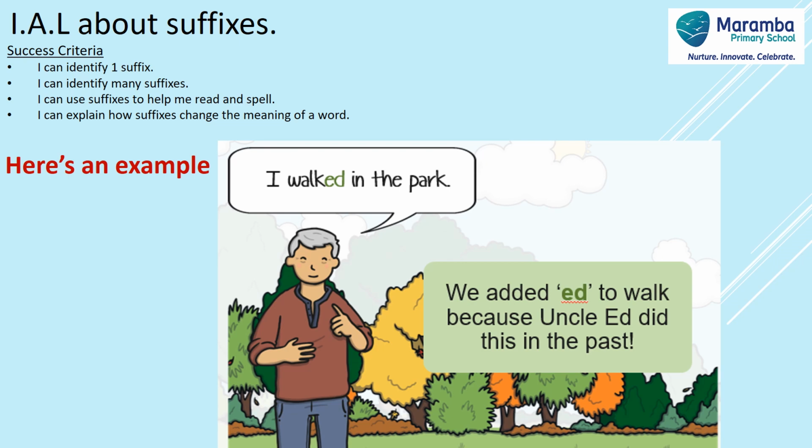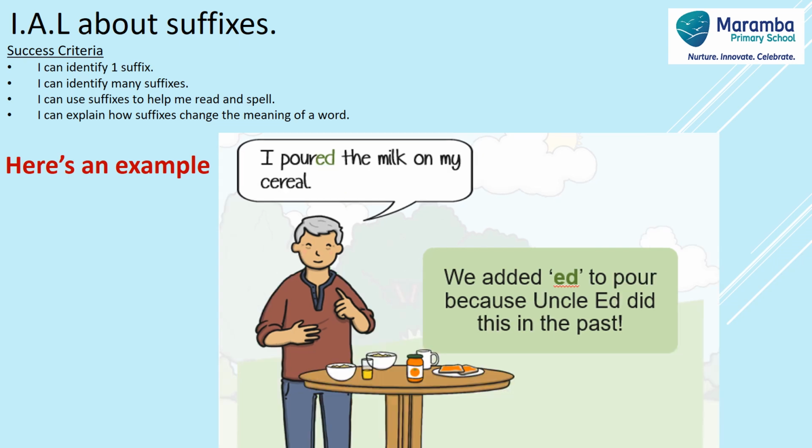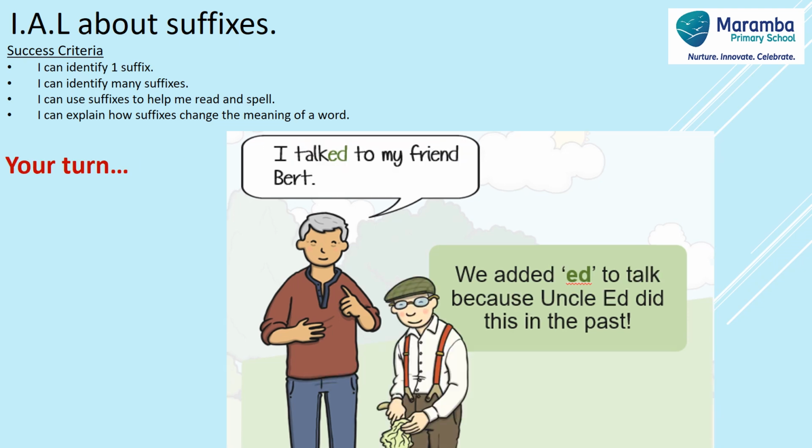So here's an example. I walked in the park. We've added the ed to the walk because Uncle Ed has already done it. It has already happened in the past. I poured the milk on my cereal. Again, that's something that has happened in the past, so we've added an ed to the word pour to create poured. I talked to my friend Bert. We've added ed to talk because Uncle Ed did this in the past. There it is there.